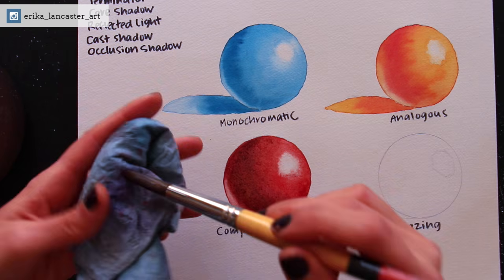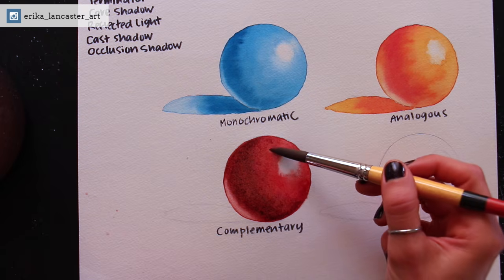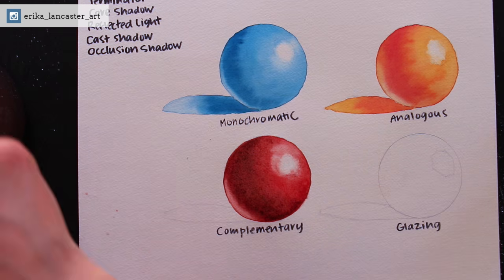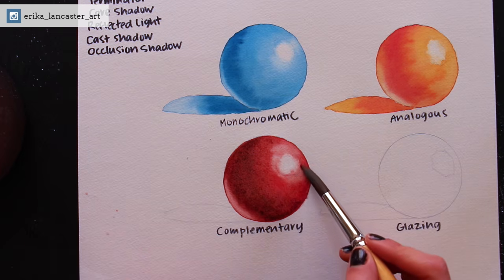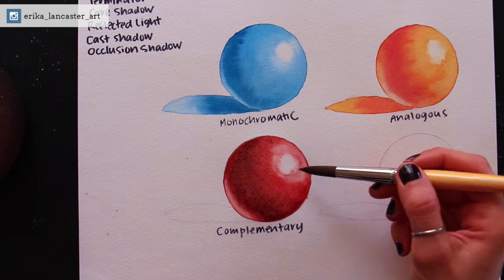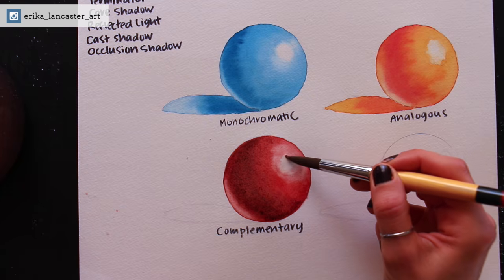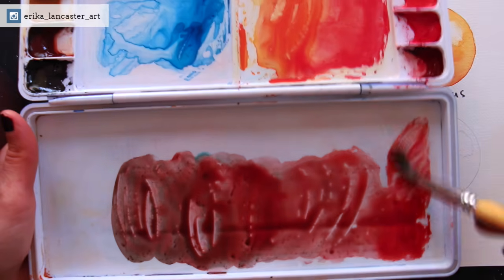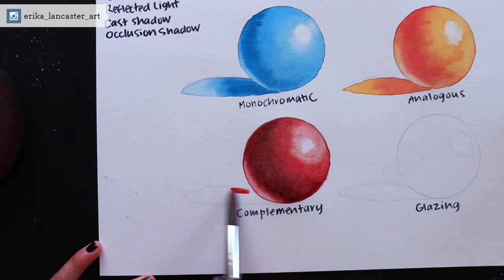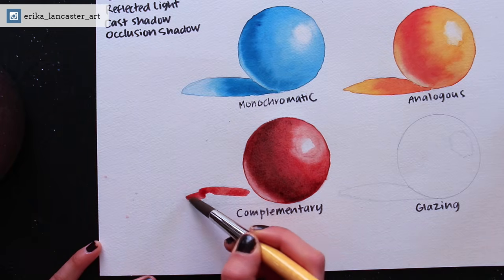I am doing lifting. Right here I'm doing lifting of that reflected light on the lower edge of that sphere, doing some softening of edges around the highlight shape, which is pretty stark looking right now. Those edges are pretty sharp. I am using my clean and slightly damp paintbrush and using my absorbent towel.